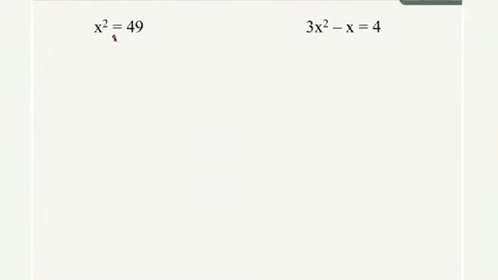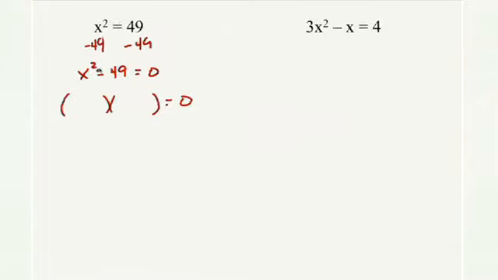Okay, this problem, you'll notice something different. This is our first problem that is not set equal to 0. We have x squared equals 49. In order to start this problem, we first need to set it equal to 0, so we need to bring 49 to the other side. So our new equation becomes x squared minus 49 equals 0. Now, using your rules for factoring, you'll notice this is a difference of two squares. So, if you recall, factoring a difference of two squares involves taking the square root of x squared, which is x, the square root of 49, which is 7, and then putting in a plus and a minus.